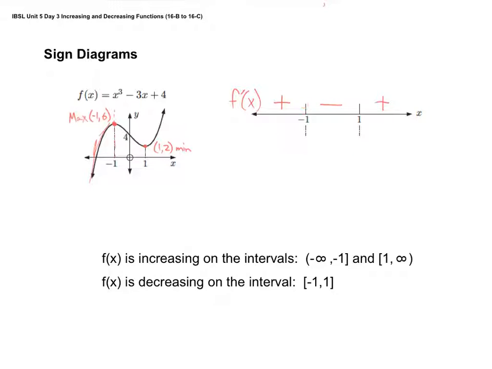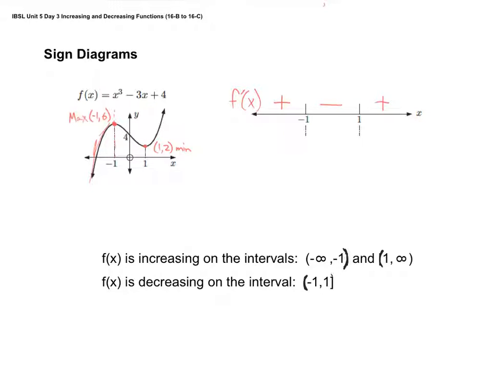It's increasing on the interval from -infinity up to -1, and from 1 up to positive infinity. And, oh, that's a typo. These should be parentheses. So it's not including -1. Decreasing, it's including. And I do want you to do parentheses.